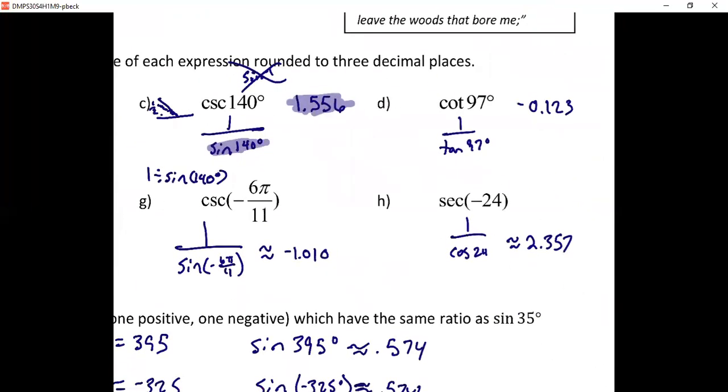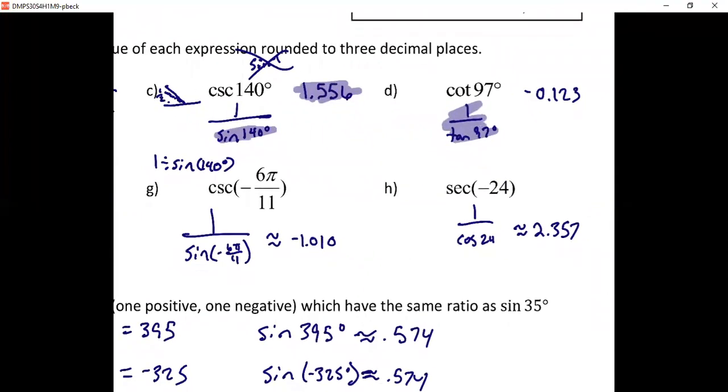Cotangent, same thing we're going to do. It's 1 over tangent. Tangent of 97 degrees is a very, very steep line. So the reciprocal of a steep slope should be a very, very small slope.